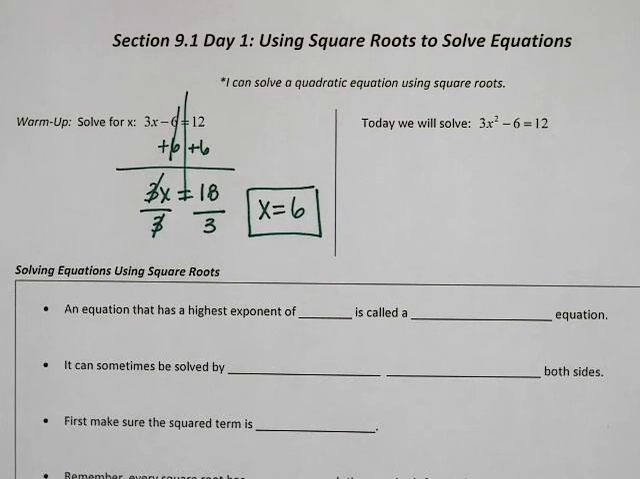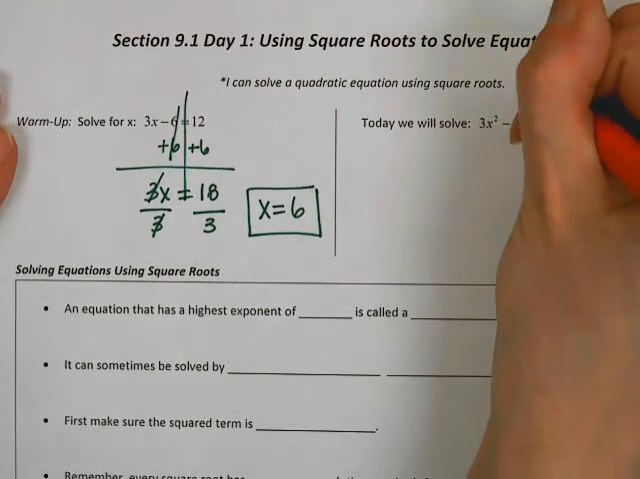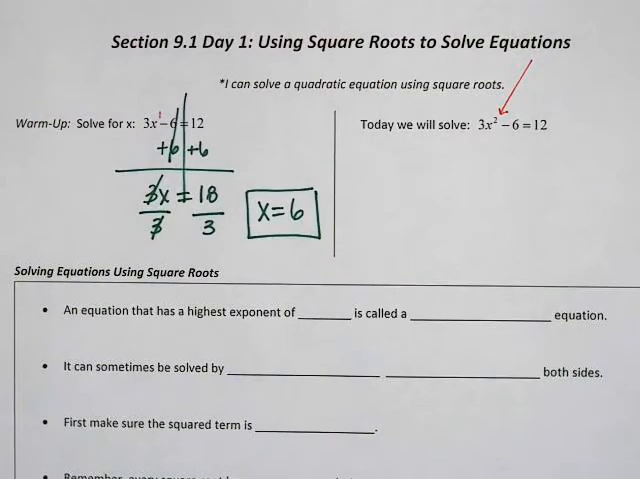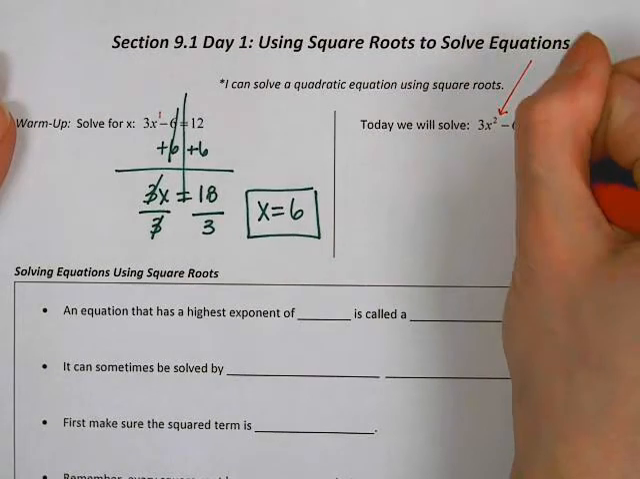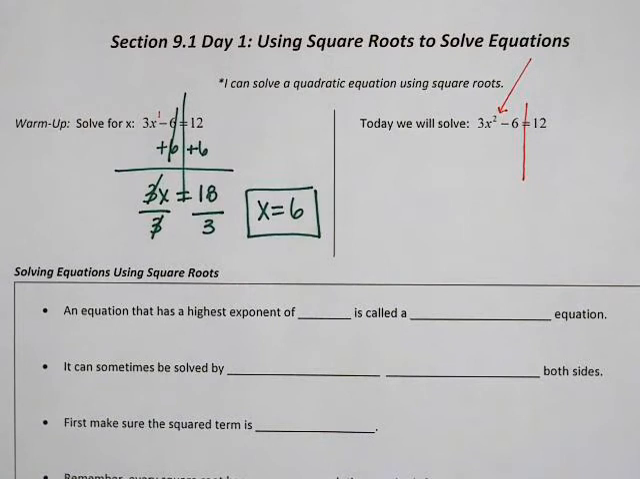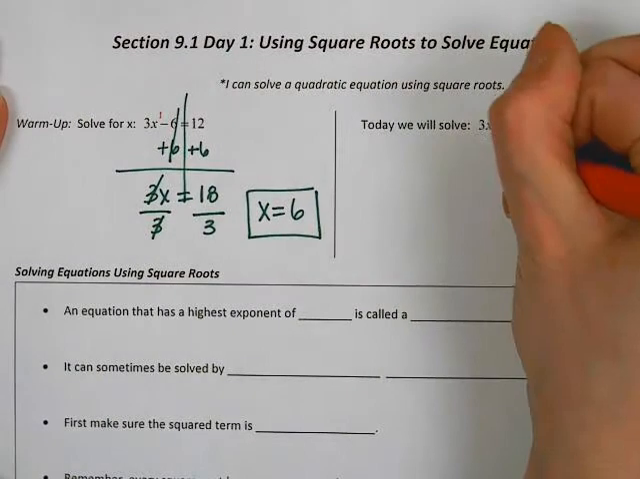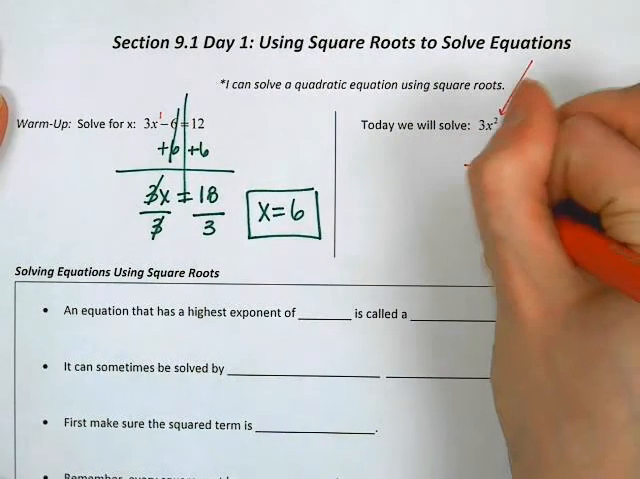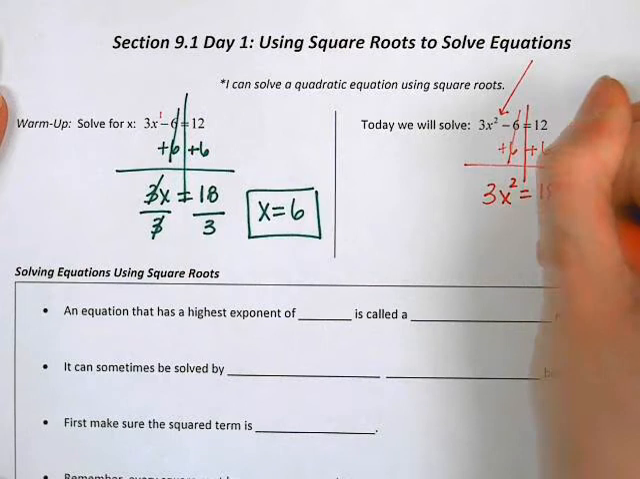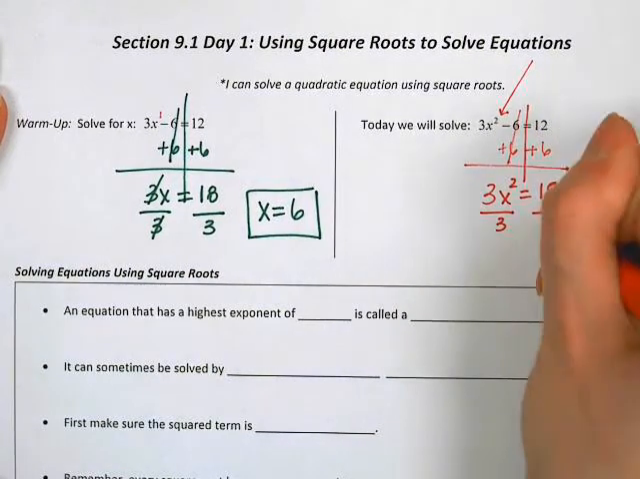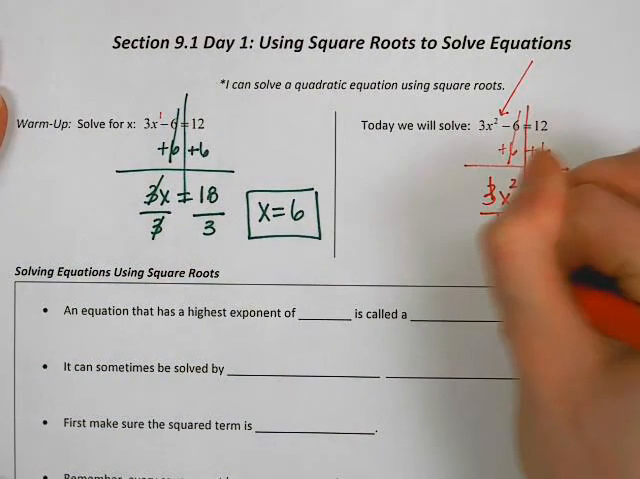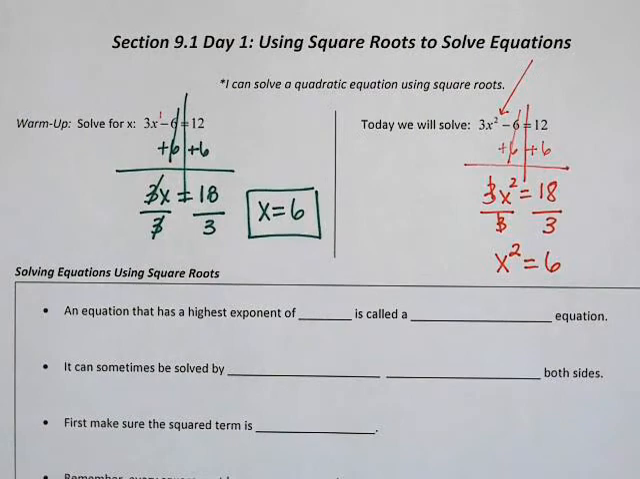How do you solve quadratic equations, which is when the highest exponent is 2, not 1? Okay, and that's what we're going to do today. And you know what? It's exactly the same steps at first. So if you were going to solve something with an x squared, you would still add the 6, just like we did over here. It'd be 3x squared equals 18. You would still divide by 3. And instead of x being 6, it would be x squared equals 6.